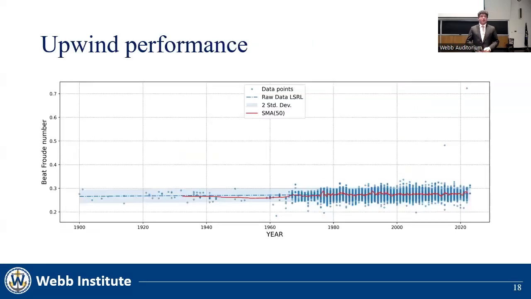Here we have the upwind performance of the vessel. On the y-axis, we have the beat-through number, which is the velocity predicted by the VPP software that the vessel can achieve when sailing upwind. We can see that there has been very little change in over 100 years of history, to the point where the performance of nowadays is still within the confidence interval of data measured 100 years ago. I'll go over those outliers in a second.